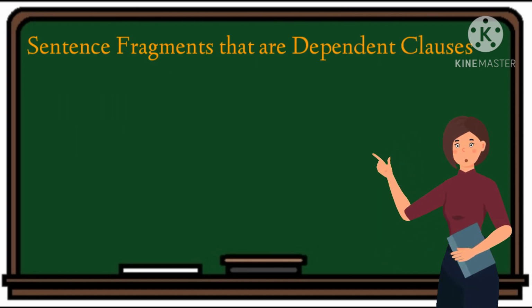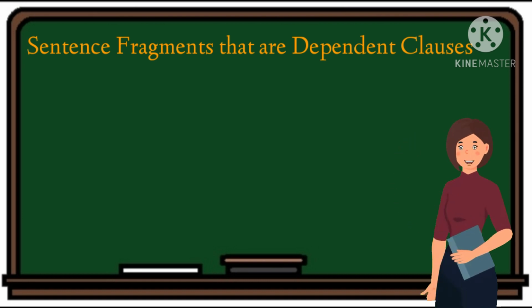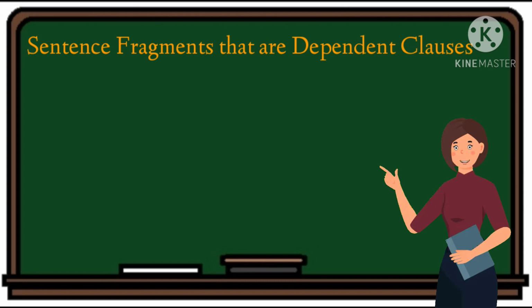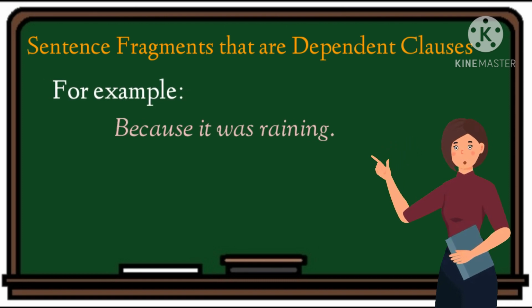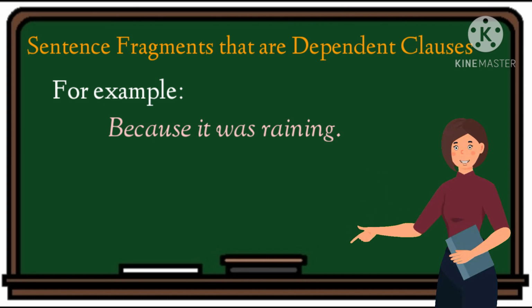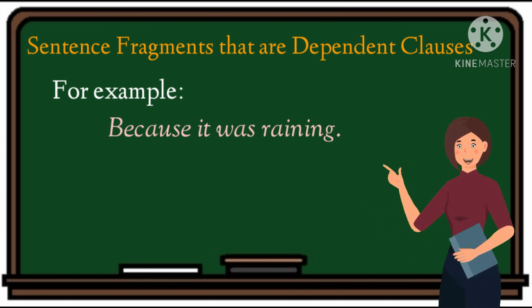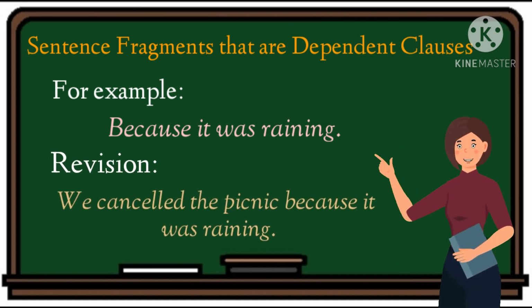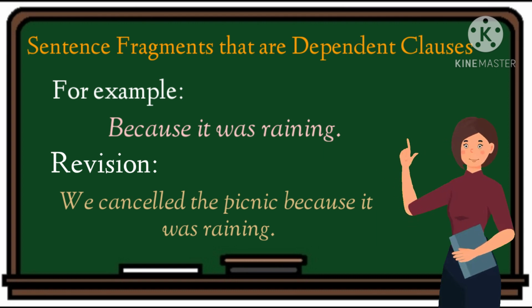Now let's proceed to the sentence fragments that are dependent clauses. So there are some sentence fragments that are dependent clauses, in which it cannot stand alone and has an incomplete thought. So for example, "Because it was raining." Obviously, this sentence sounds off and incomplete. So basically, it is a fragment. To make the sentence correct, we must add some words for it to produce a complete thought. The possible revision would be, "We canceled the picnic because it was raining."